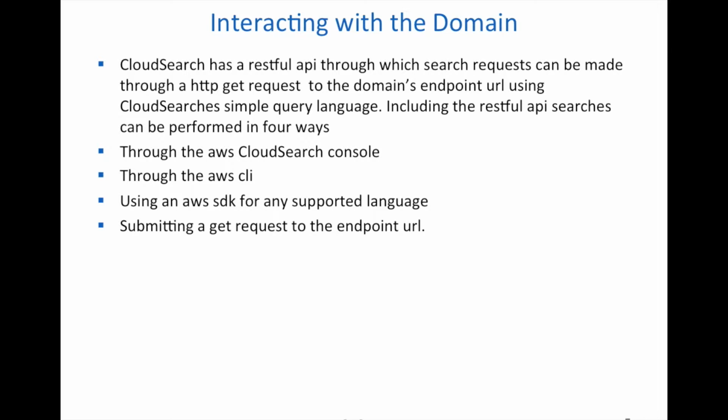CloudSearch has a RESTful API through which search requests can be made through a HTTP GET request to the domain's endpoint URL using CloudSearch's simple query language. Including GET requests, searches can be performed in four ways. Number one, through the AWS CloudSearch console, also through the AWS command line interface, using any AWS SDK for any supported language to interact on the application layer, and of course, submitting a GET request to the endpoint URL.